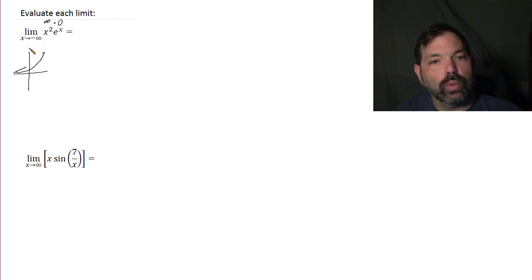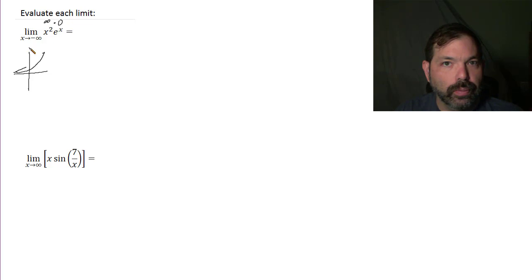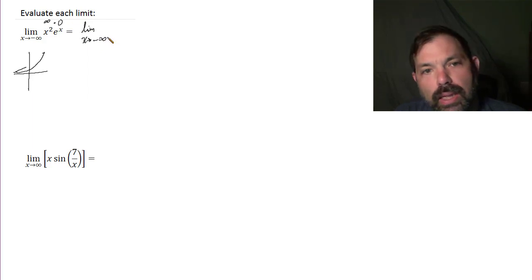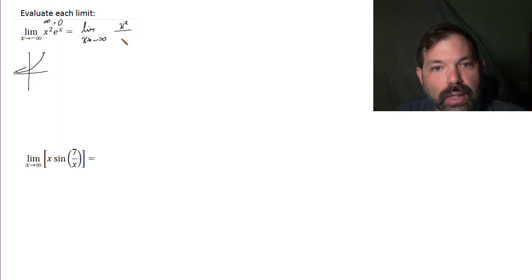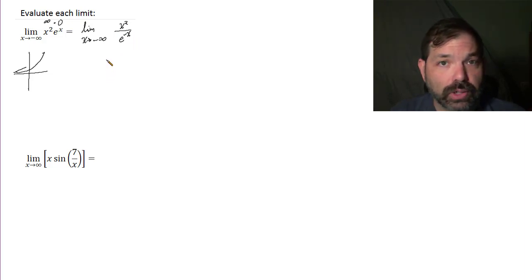But we can't apply L'Hopital's rule to it. We can only apply L'Hopital's rule if we have a 0 over 0 or an infinity over infinity. So we have to adjust this limit a little bit, using a little bit of algebra. This is the same as the limit as x approaches negative infinity of x squared over e to the negative x. This is algebraically equivalent to the original expression, but now it gives me an infinity in the numerator.